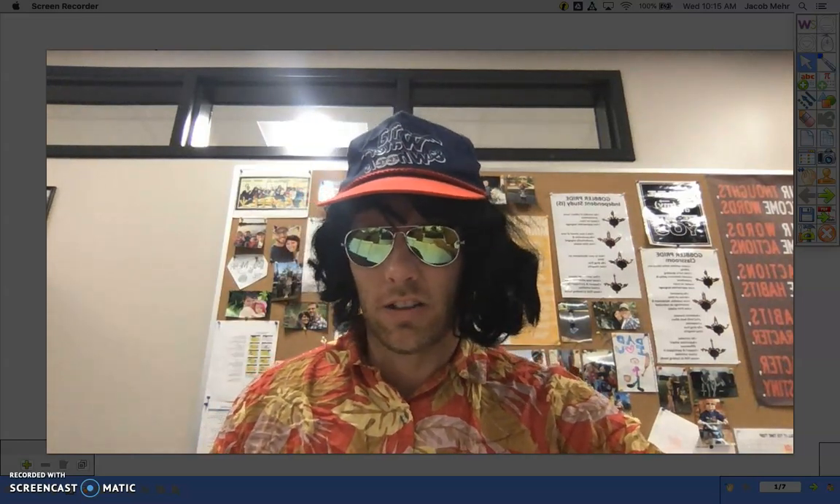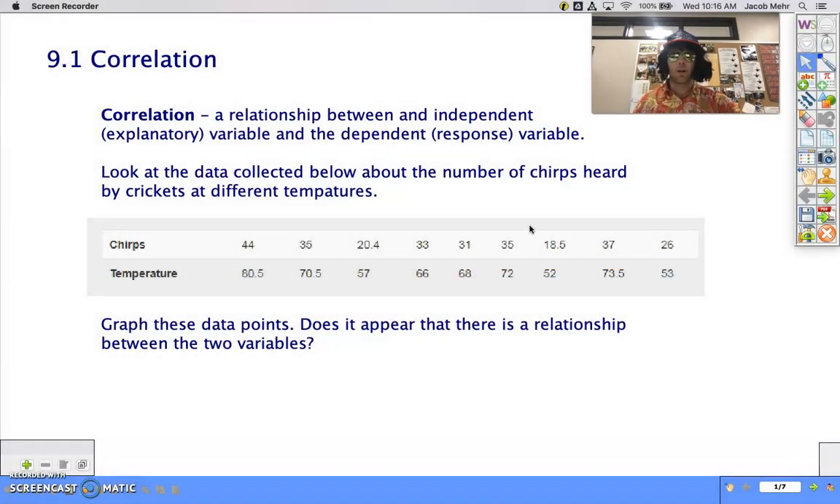Well, correlation shows the relationship between two different variables. You have to have two variables. When students in here have used it in the past, they've only been talking about one variable, and you can't have correlation with one. It has to be two variables.